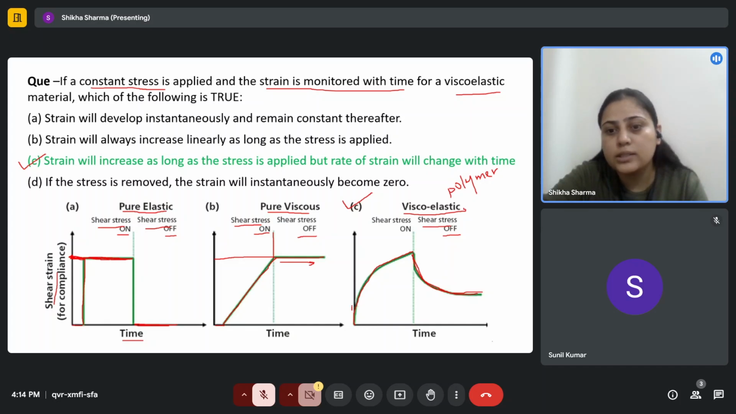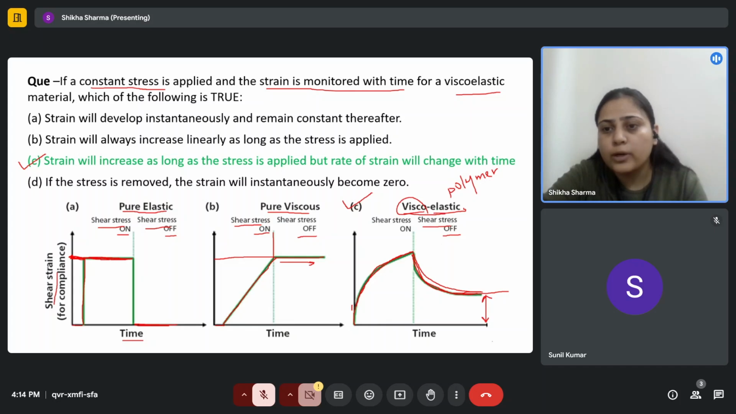Our stress is increasing, but the rate of increase is not the same at all the points. When the stress is removed, it will decay, and the strain will slowly release from the material. After some time it will become constant, and this much of the strain will remain in the material because of the viscous component in the viscoelastic material.